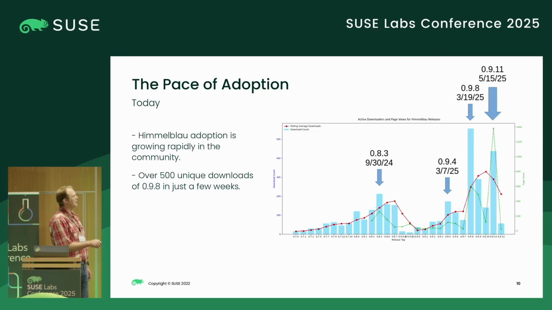So these are total download counts, and this is just counting the primary Himmelblau package. There's also alternative packages. So this is just meant to mirror which users were downloading everything, essentially. Down here, this one was released during the conference just a couple days ago, and it's already seen about 50 downloads as of yesterday. So we're seeing a lot of interest in the project. The adoption rate is growing. For 0.98, we were seeing 500 downloads in just a matter of a couple of weeks.